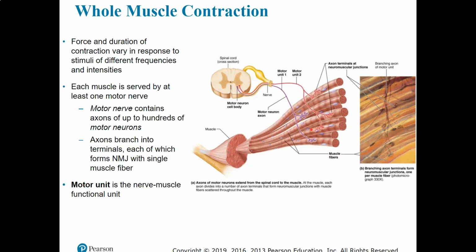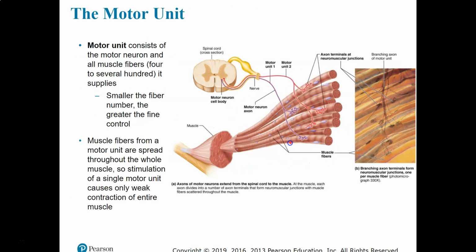So, nerve made up of hundreds of motor neuron axons, and then those axons can actually split and innervate multiple muscle cells. We call this little unit made up of a single nerve cell and the muscle fibers that it innervates a motor unit. So this motor unit is the motor neuron plus all of the muscle fibers, and this can vary. It could just be as little as 4, or it could be several hundred muscle fibers that it innervates.